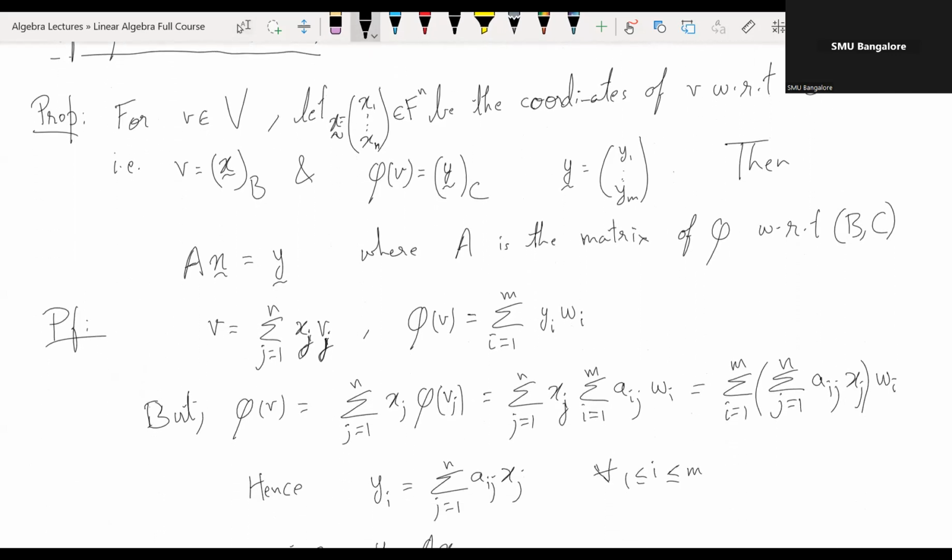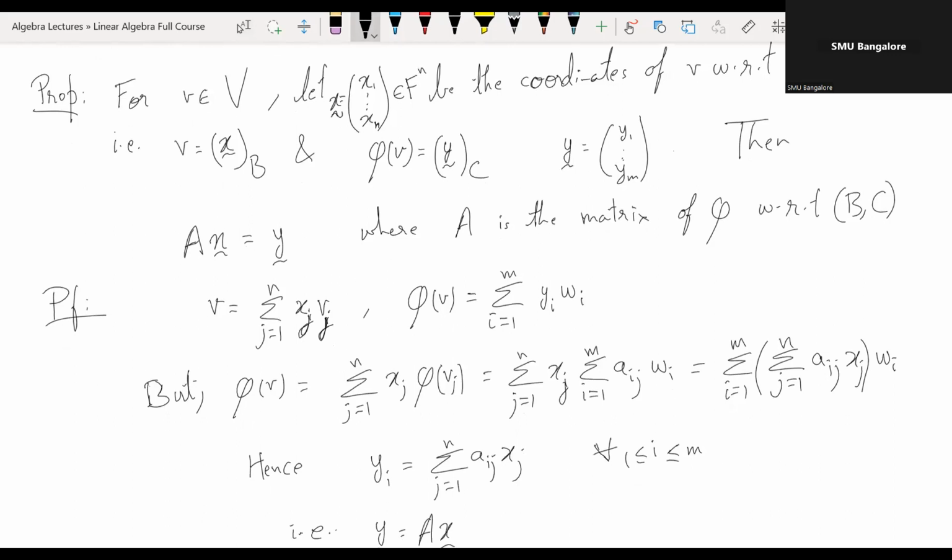So phi vj you replace by summation aij wi, i equals 1 to m, and then you change the order of summation. So you put i first, i equals 1 to m, j equals 1 to n, summation aij xj wi. I'm just rearranging the summation, right? And now, of course, phi v is summation yi wi, and it's also this. Since wi is a basis, this expression must be unique. So that tells you that yi must be equal to summation aij xj. Here you are using that C is the basis.